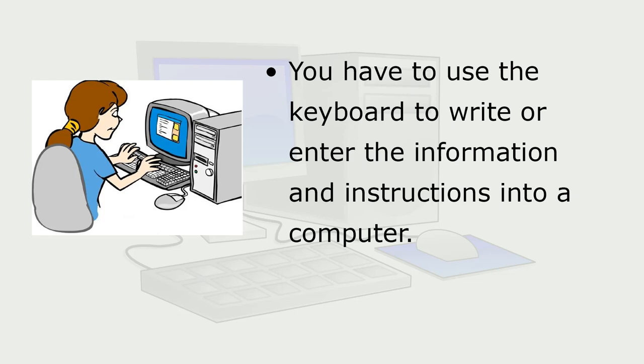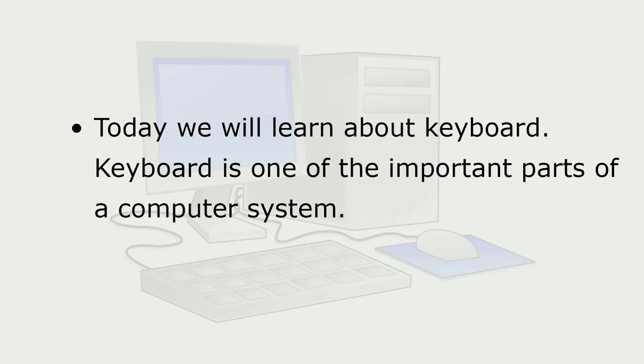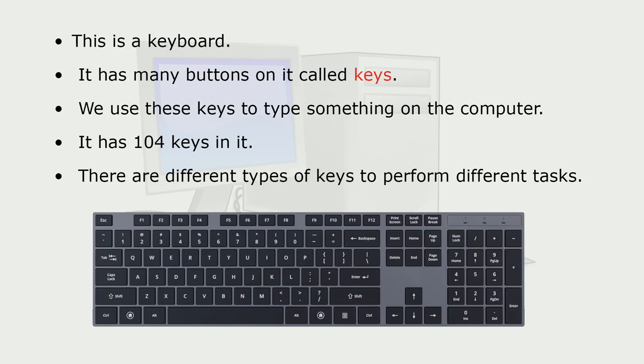Today we will learn about keyboard. Keyboard is one of the important parts of a computer system. This is a keyboard. It has many buttons on it, called keys. We use these keys to type something on the computer. It has 104 keys in it. There are different types of keys to perform different tasks.